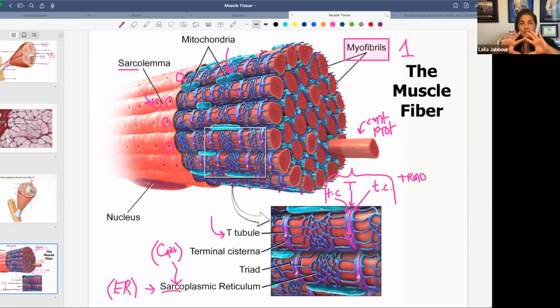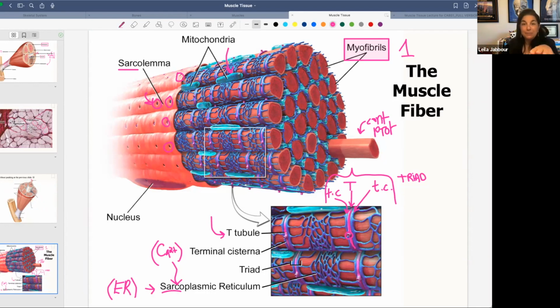All right, so you have this fishnet, which is a sarcoplasmic reticulum around these myofibrils, and the T tubules are actually connected with the surface of the sarcolemma. So the T tubule, basically, is a connection between the outer surface and the inside of the cell, and it's in proximity, right next to the terminal cisternae of these different sarcoplasmic reticulum sections.